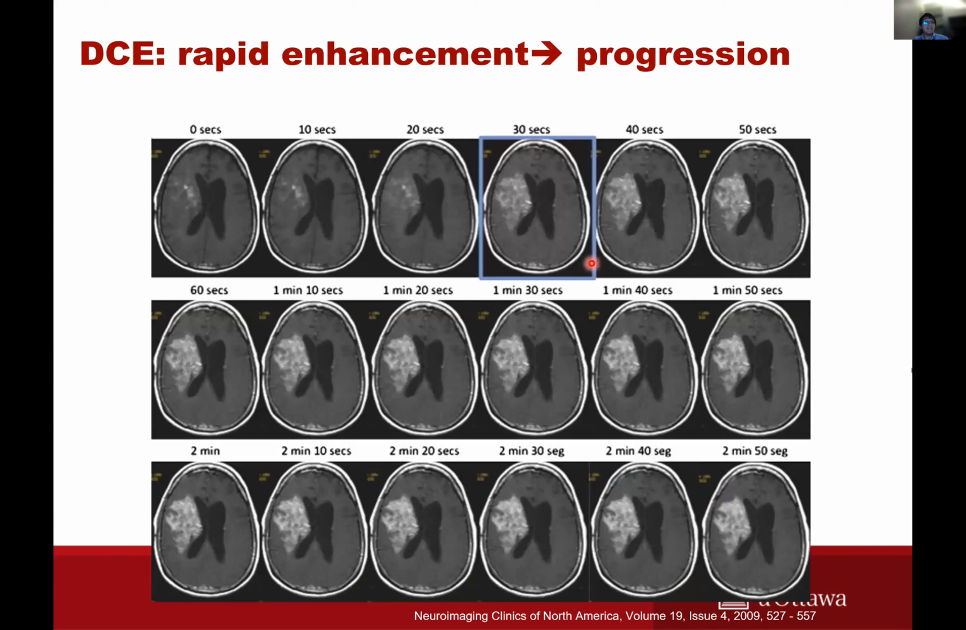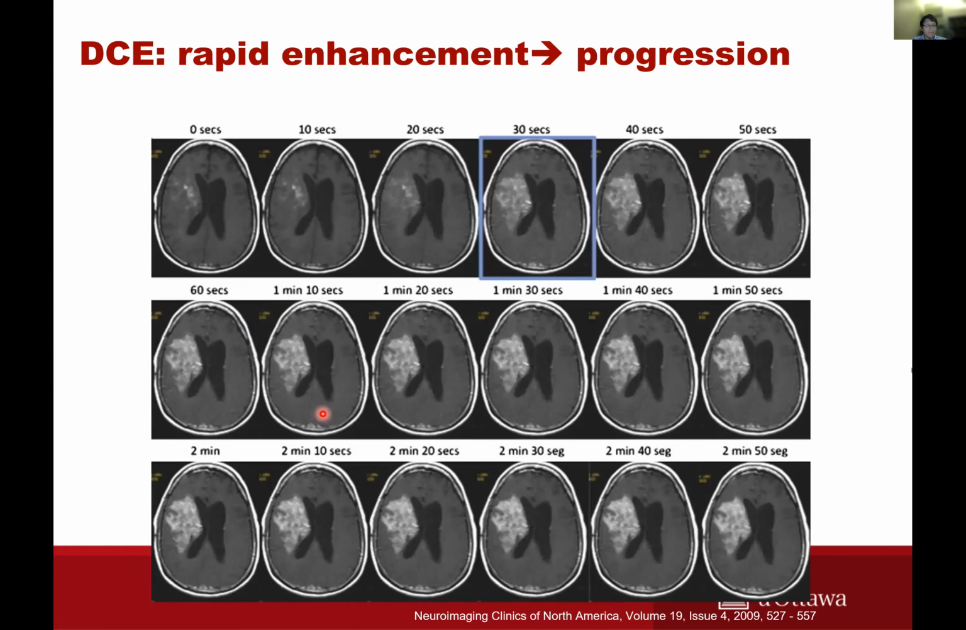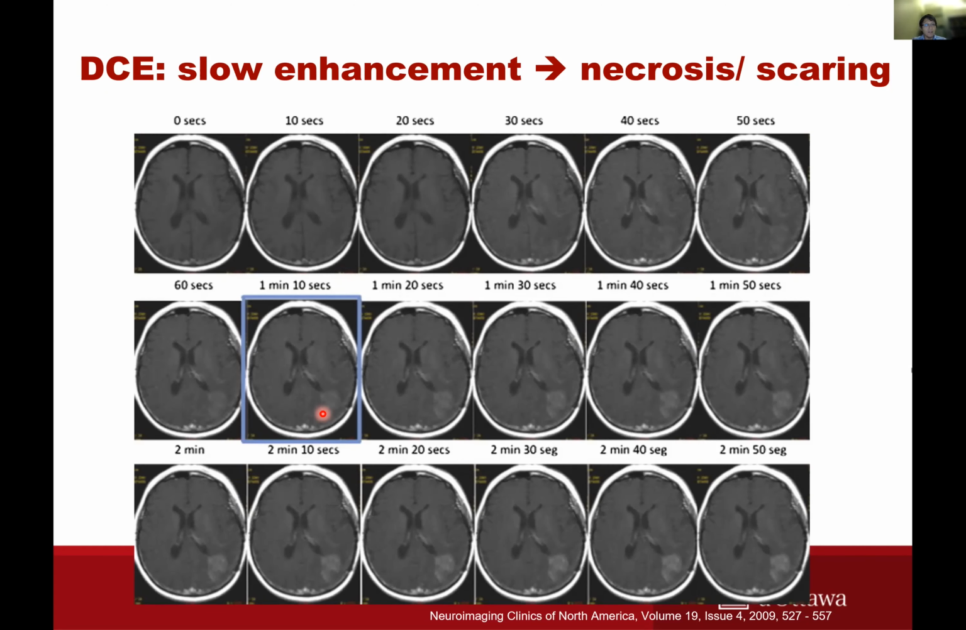What we do in dynamic contrast enhancement is we see how fast the enhancement of the tumor is. In high-grade tumors, or patients in which we see progression, the enhancement is going to be around 30 seconds. It's very fast. While a very slow enhancement is going to represent necrosis or scarring. In these cases, you can wait until 2 or 3 minutes and you are going to see a little bit of enhancement at that point. So that's how we can differentiate a tumor that is progressing or still growing from an area of necrosis or scarring.